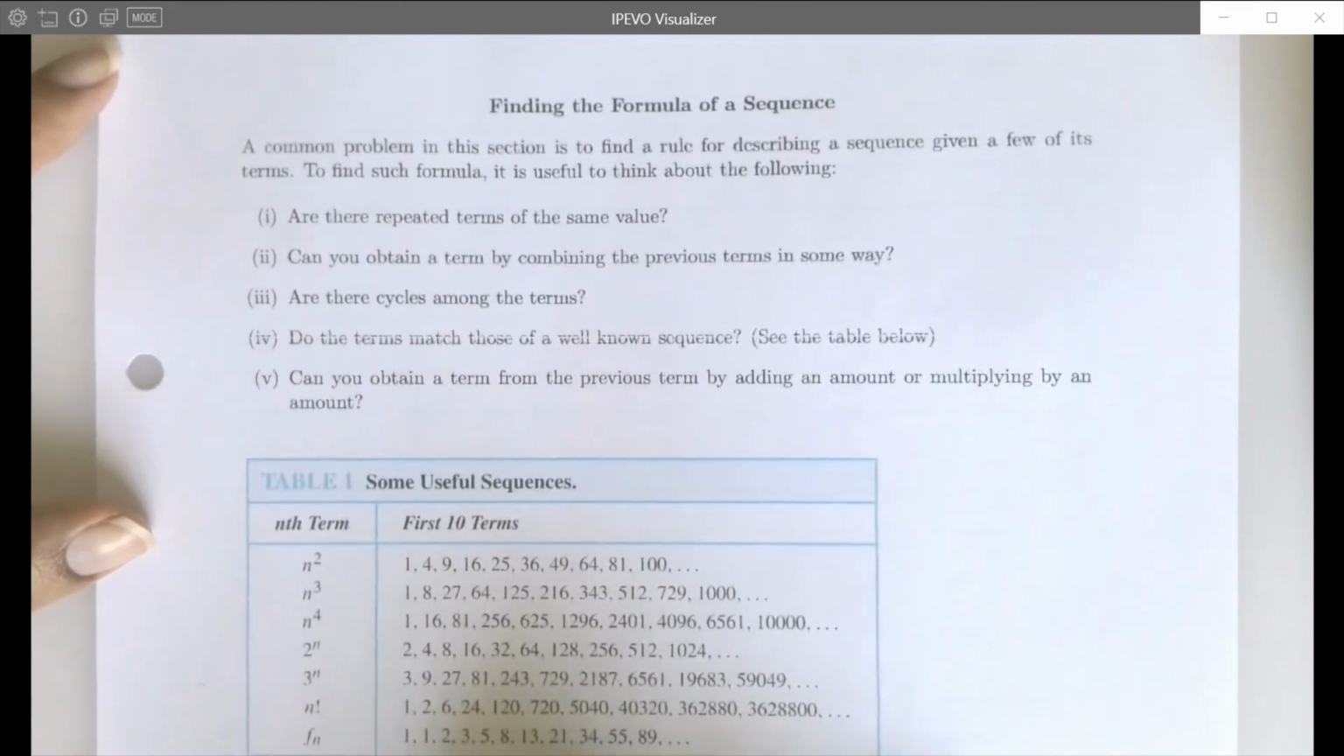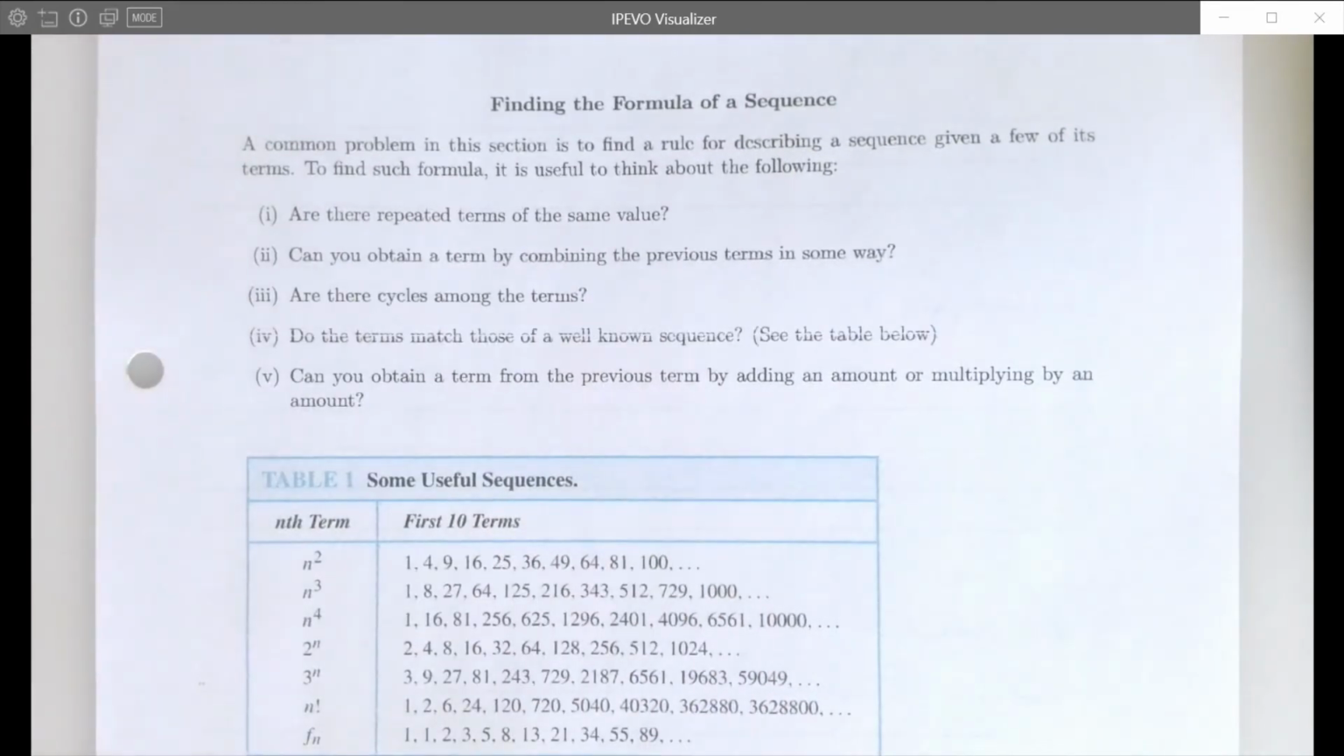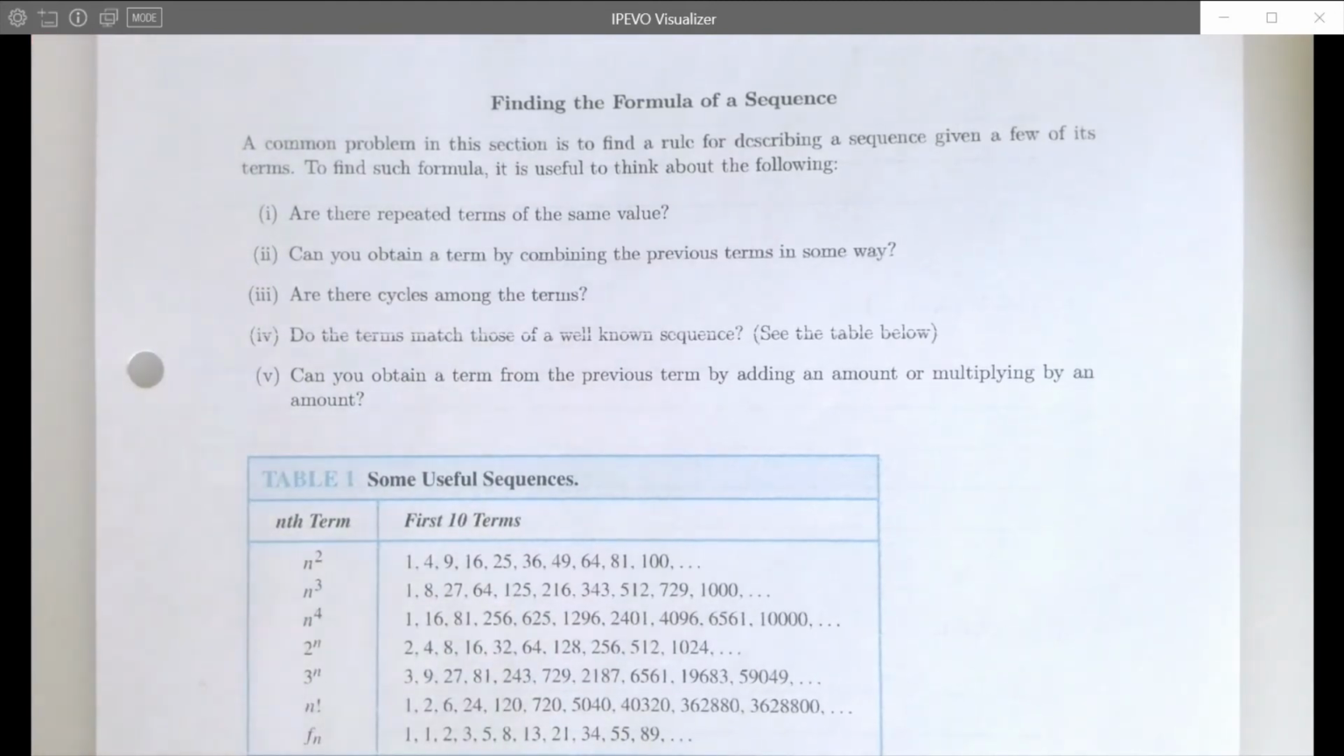Okay, so another type of problem that they're going to ask us to do is to find the formula of a sequence. So they'll give us a list of terms, and then from there we have to determine what is the general expression for a term that is part of the sequence. In order to do that, here are some tips that can be useful. You can ask yourself, are there any repeated terms of the same value? If so, maybe that means that you're using a -1 to the n times some value, or maybe you just have a constant.